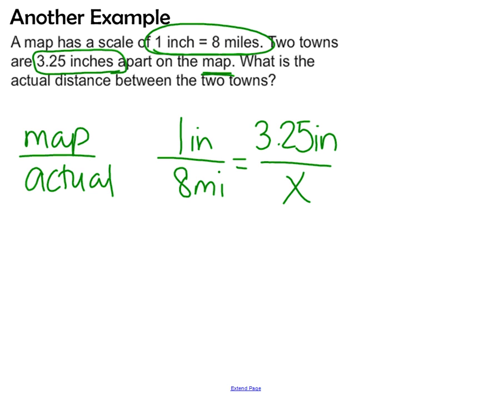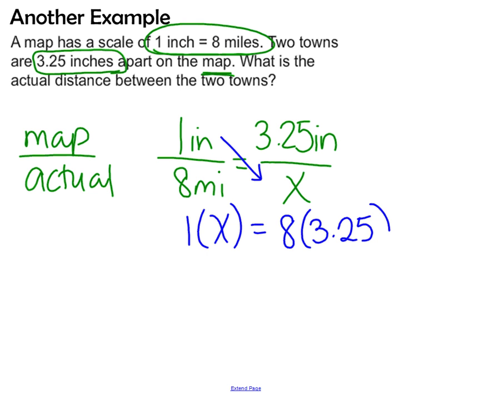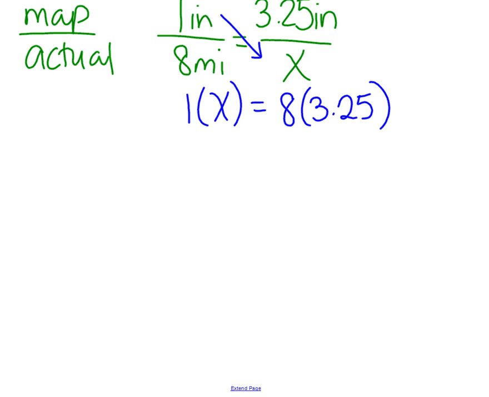So now we can set up our cross products. So 1 times x equals 8 times 3.25. All right, now we're just going to multiply that out. x is going to equal 26 miles. So the distance between the two towns is 26 miles.